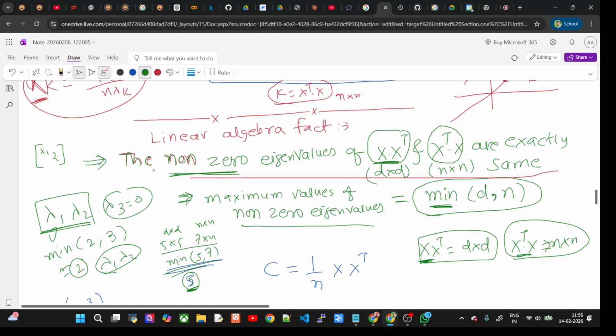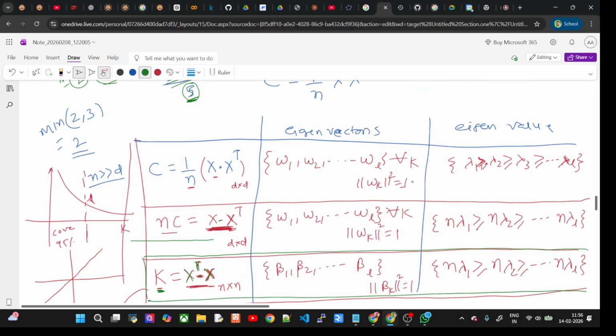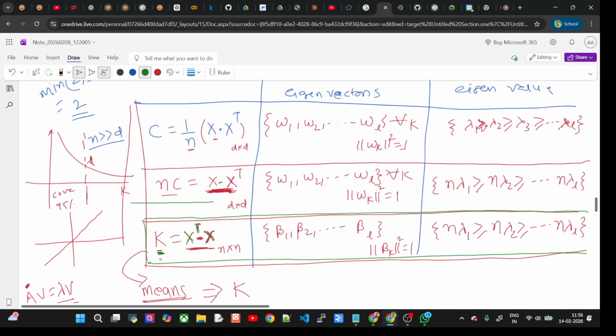We found that the non-zero eigenvalues of both the x transpose x and x x transpose are exactly same. That's why we are now putting this equation here. So as we are interested in calculating the K is equal to x transpose into x, which is n cross n, we are interested in that. So we said, okay, we don't know what the eigenvector for that is, so we said this is beta 1, beta 2, beta 3, like this, and that has also unit length 1.